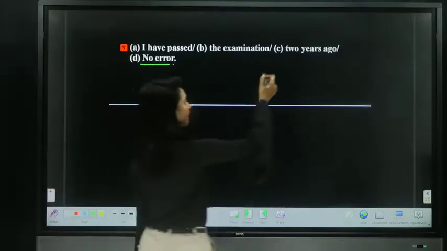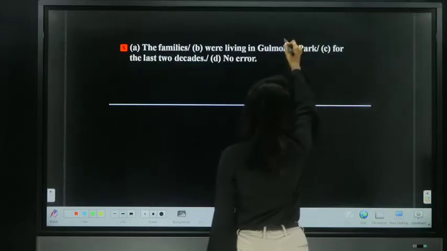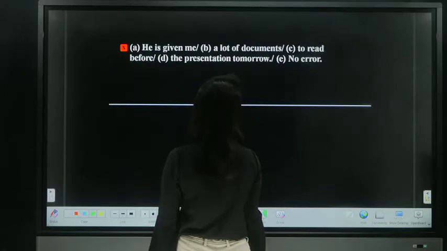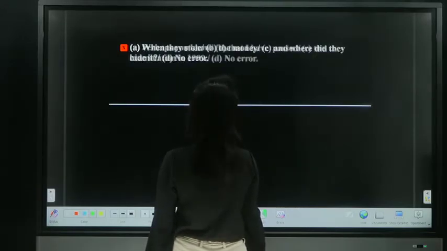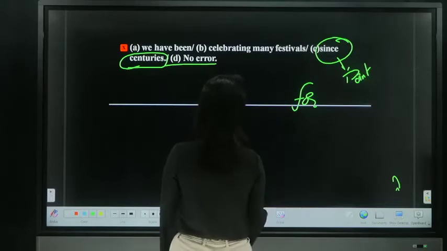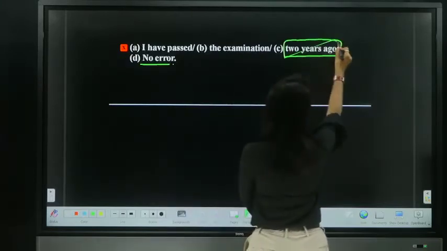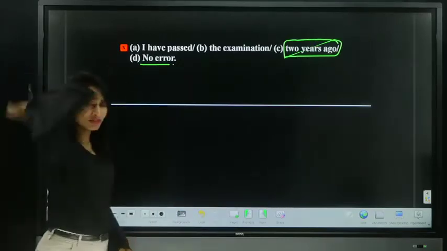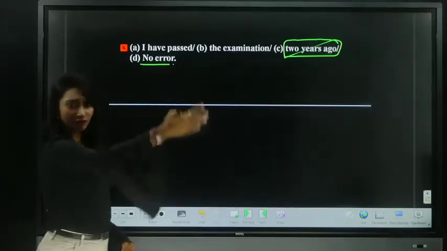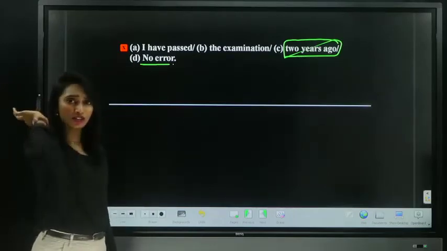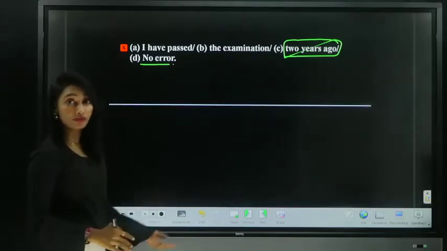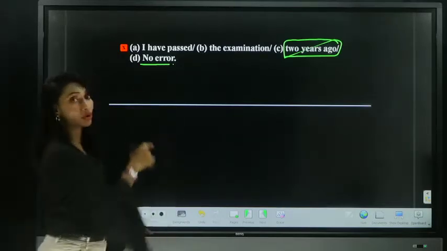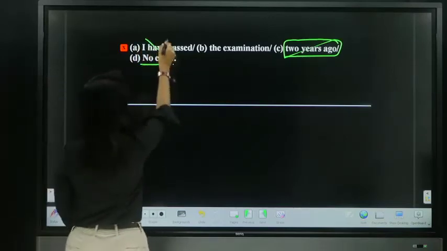See, we have a time indicator, 2 years ago, right? 2 years ago is a time indicator. So 2 years ago means which time indicator? Past or present or future? It is a past time indicator, not present, not the future. So we require to use past tense. The time indicator is already there, that means you cannot use perfect tense.